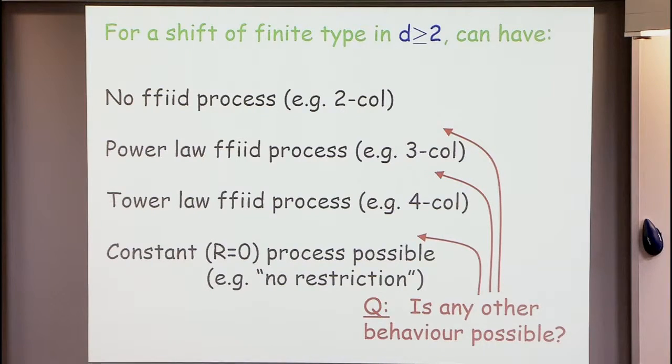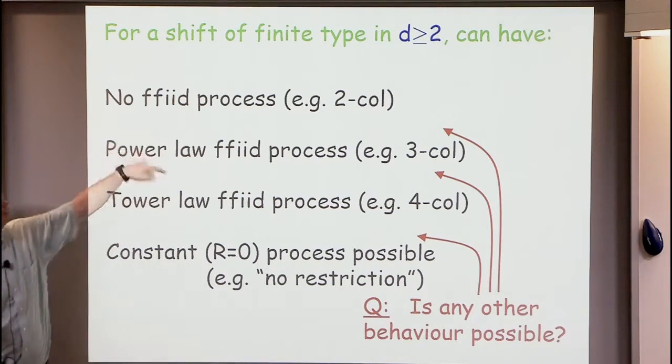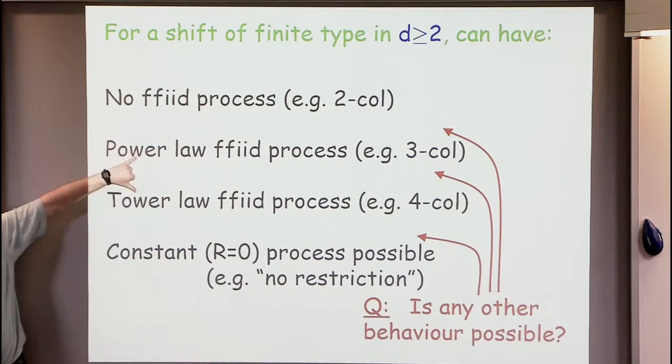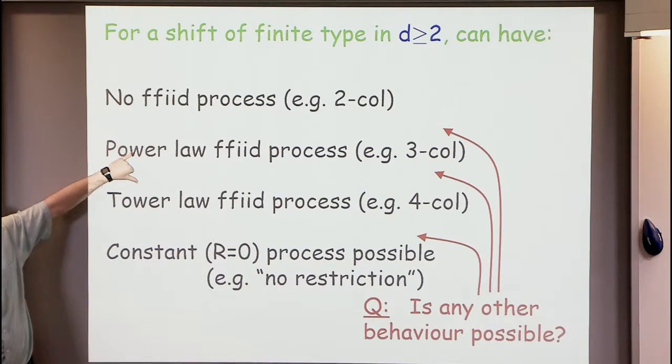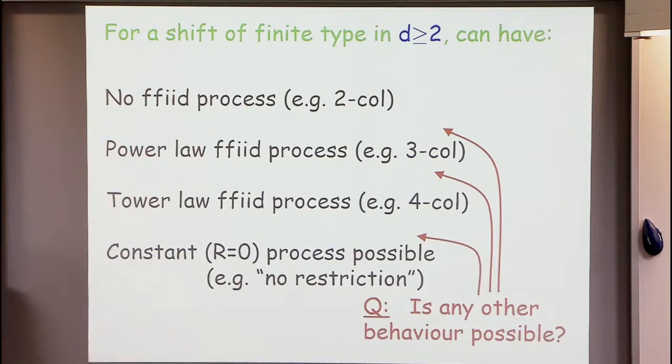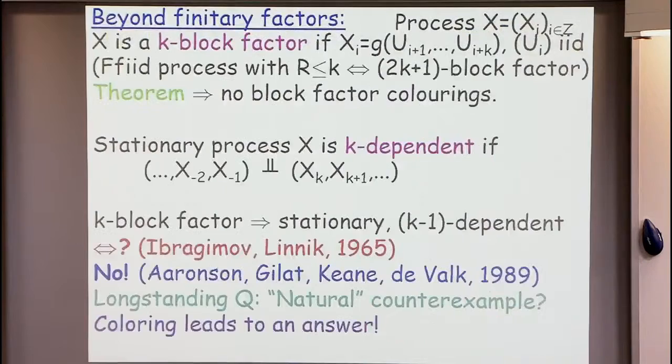In higher dimensions, we don't know. You can have shifts of finite type in higher dimensions, and we have these 4 cases, the 2 trivial ones, and then we have power law cases like 3 colouring, we have tower function cases like 4 colouring, and I don't know whether any of these 3 gaps, I mean, sort of here is where we're most used to working most of our lives. Is there any shift of finite type where the best you can do is exponential tails? So I don't know whether any of those 3 gaps contain anything else.